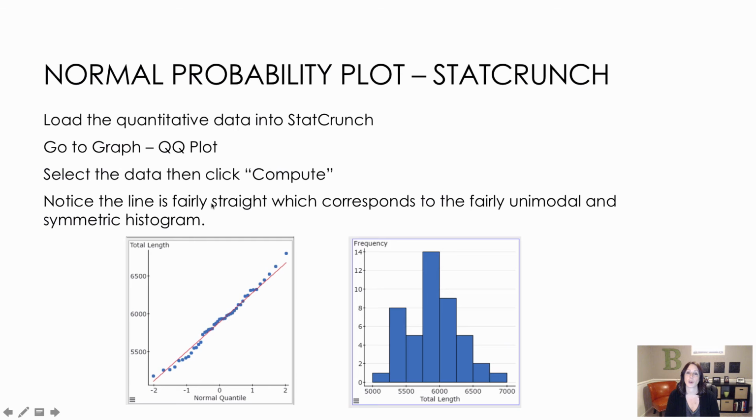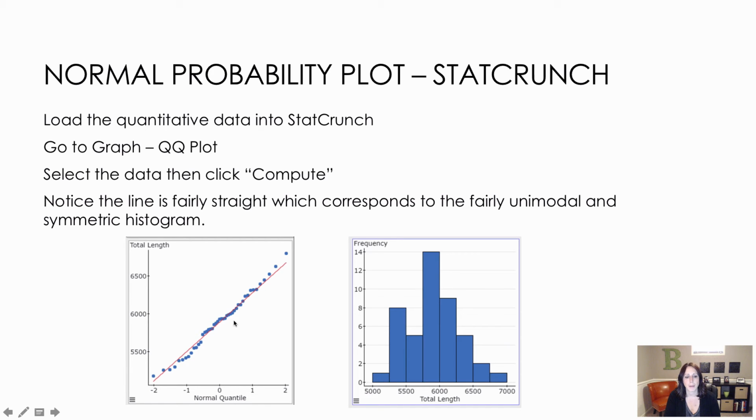Of course, there are two easy ways to make it, whichever you're most comfortable with. Using StatCrunch, you're going to load in your quantitative data. You're going to go to Graph and then QQ-Plot, select the data, and click Compute. I'm not going to do that for you because those instructions are super simple. And if you'll notice, this is what that would look like.